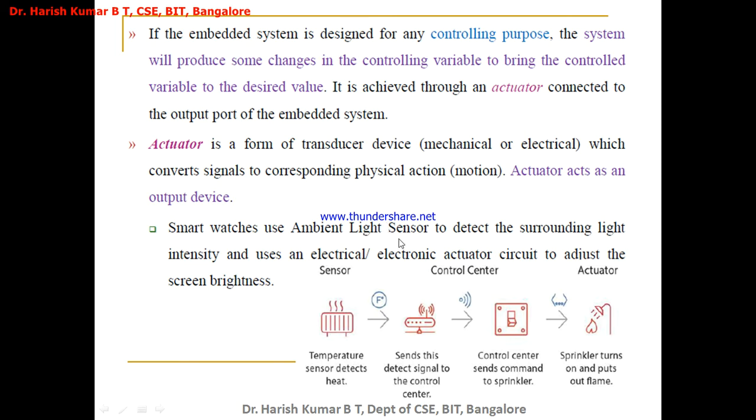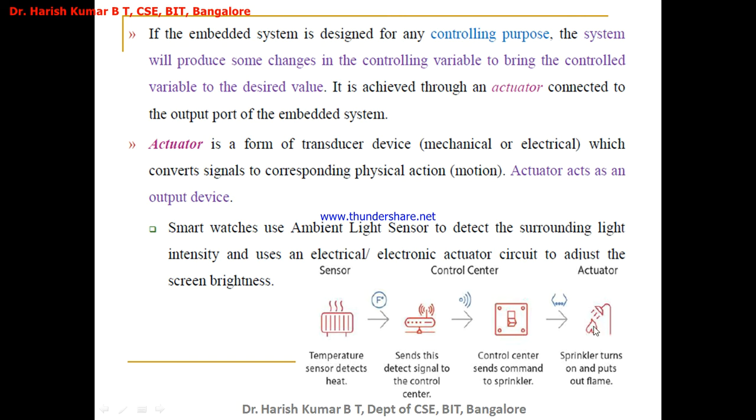Now it is not only sensing the light intensity, but based on the light intensity it is also modifying or controlling the variable in order to adjust the screen brightness. Now I have one more example shown here pictorially. We have a temperature sensor which detects the heat, and after detecting the temperature, it sends the signal to the control center. The control center again sends the command to the sprinkler. This is the sprinkler. The sprinkler is turned on, and it is going to put water on the flame.